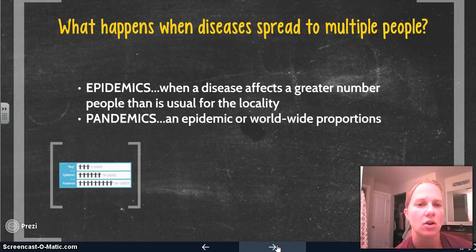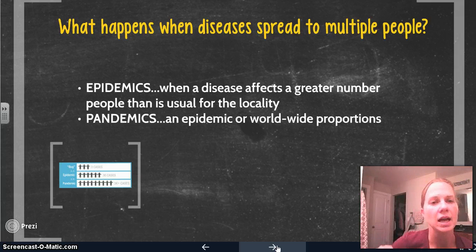So what happens when a disease spreads to multiple people? We have things called epidemics and pandemics. An epidemic happens when a disease affects a greater number than normal. If the flu numbers in the Charlotte area, or maybe North Carolina, were larger than normal and it's starting to spread, that might be an epidemic in that local area. A pandemic takes this and starts crossing borders of countries and crossing oceans. We start moving from country to country. That's when it's a little more scary.